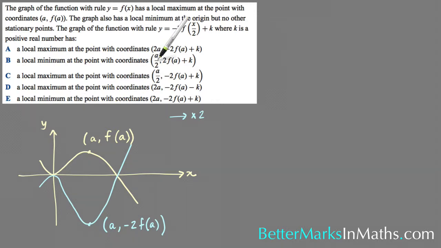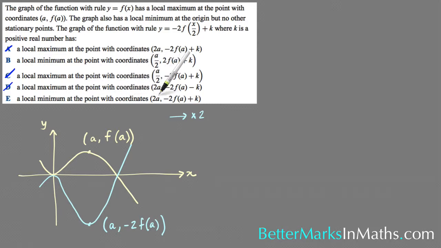So none of these have a 0 for the x coordinate. So that means that all the maximums in here are incorrect. So that means you can cross out this one and this one and this one. So it's only B or E that are the correct answers.